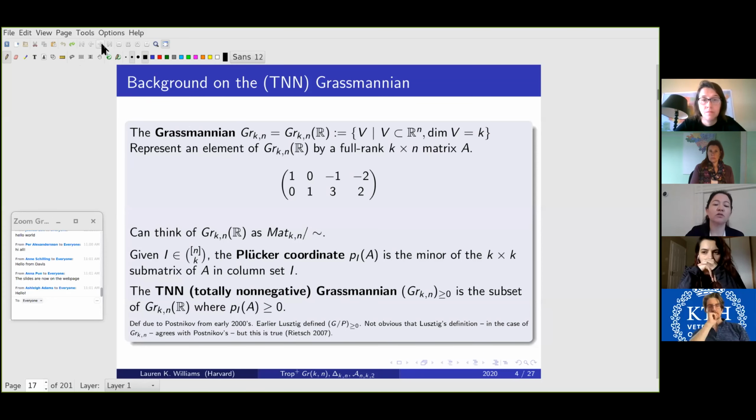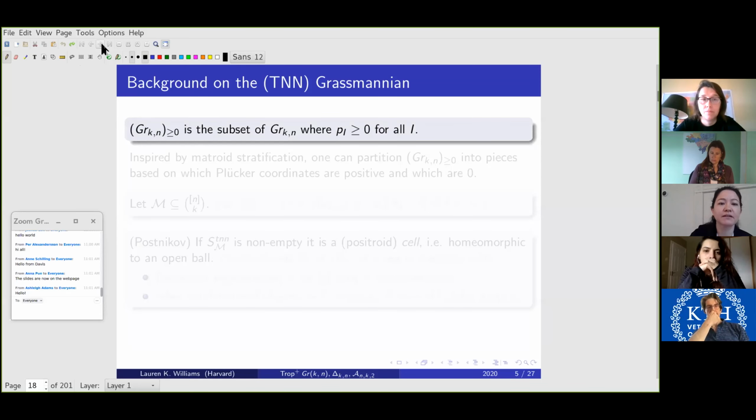Just as a historical remark, the definition that I'm giving is due to Postnikov from the early 2000s. Earlier, Lusztig had defined the non-negative part of his generalized partial flag variety G/P, but it's not obvious that in the case of the Grassmannian, Lusztig's definition coincides with Postnikov's. But this is true, and was first proved by Konni Rietsch in 2007. I put up at the top a reminder of the definition of the non-negative part of the Grassmannian.